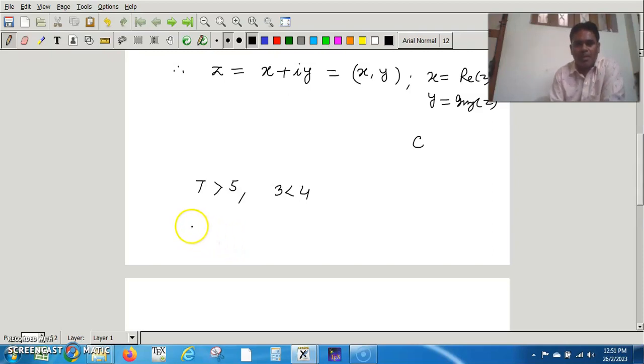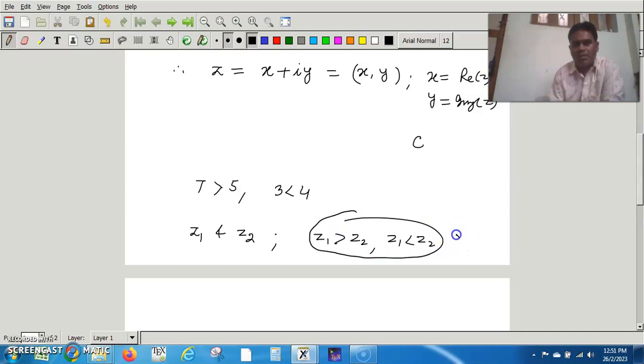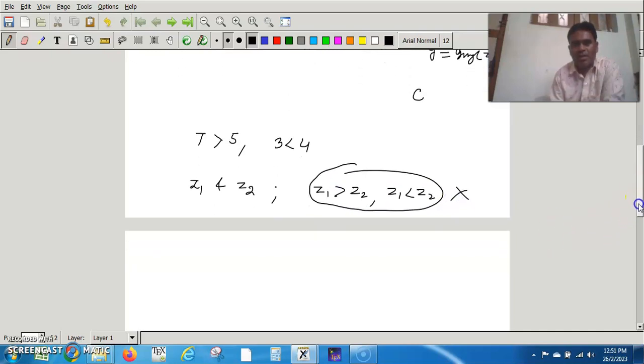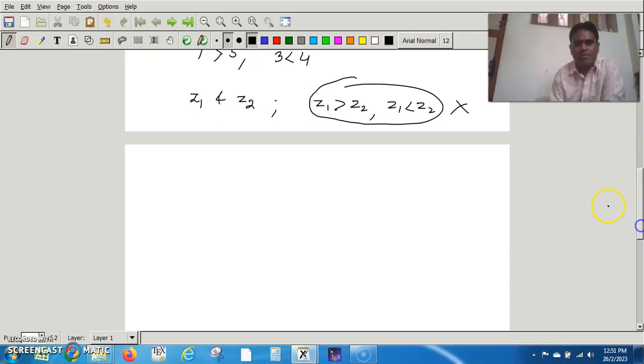But in case of complex numbers, we never compare, means comparison is not possible in case of complex numbers. Suppose we are given two complex numbers Z1 and Z2. So we can't say that either Z1 is greater than Z2 or Z1 is less than Z2. Means comparison is never possible in complex numbers.